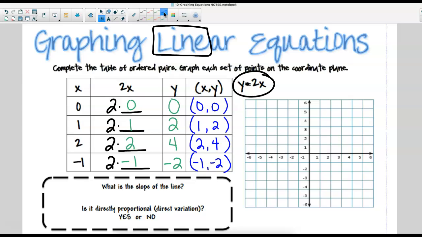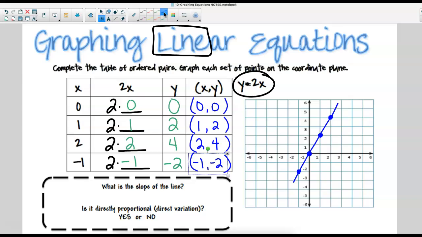Okay, then we're going to graph it. When we graph it, we're graphing these points. And they should all line up in a nice straight line. If they don't, we made a mistake. So 0, 0 is right here, right where the two axes cross. 1, 2 means we're going to move over 1, up 2. 2, 4, right 2, up 4. And then the last one is negative 1, negative 2, which means go left 1, down 2. And connect the dots. There's our line.